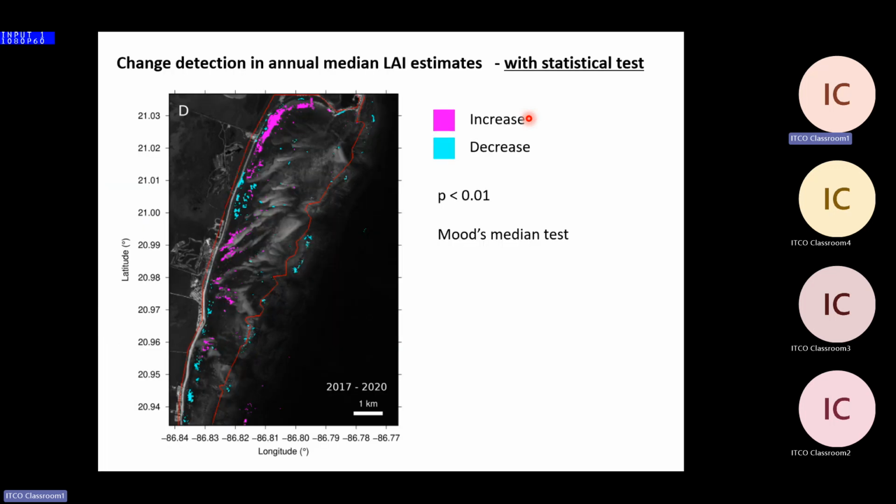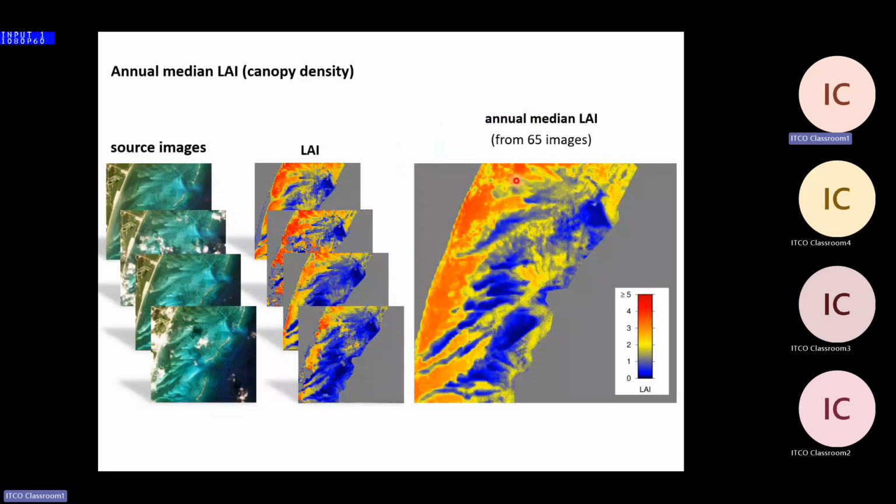So for example, this previous one, it's a good site, so I had a lot of images. This is annual median leaf area index. So it's for 1 year, all the images for 1 year, 65 images in total, turned into a single product. They're all processed, and then eventually you get a single product. But across each pixel, you've got the probability distribution for that year.